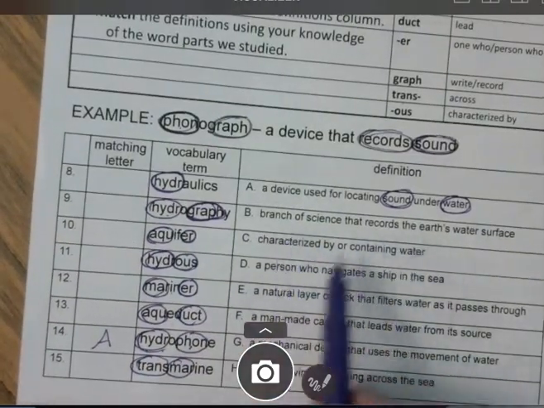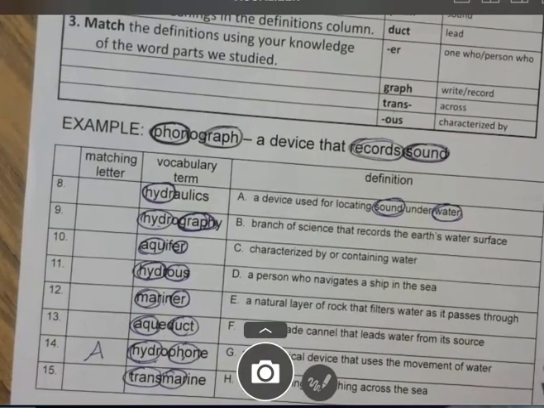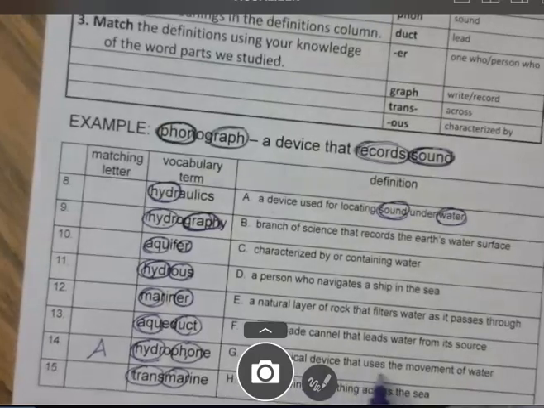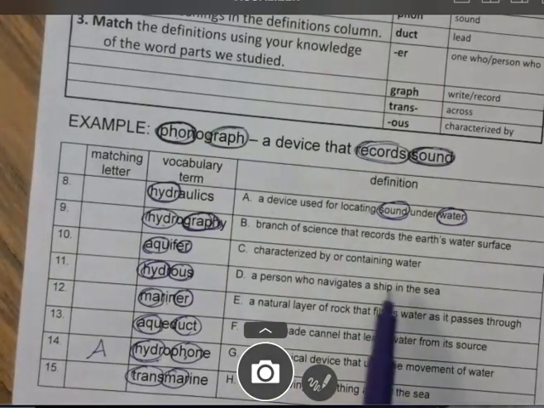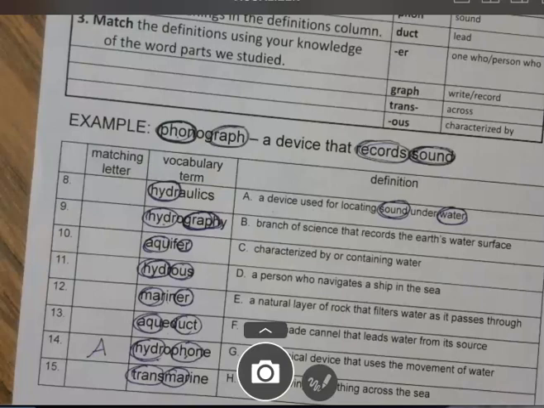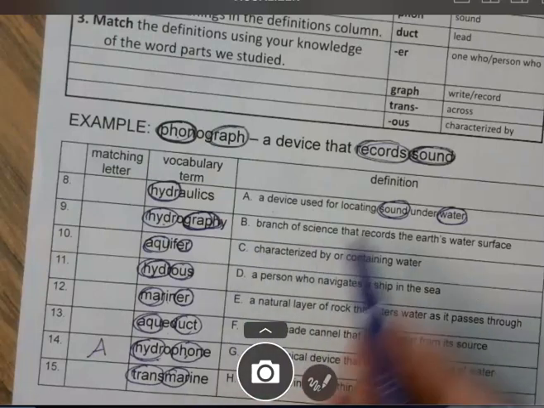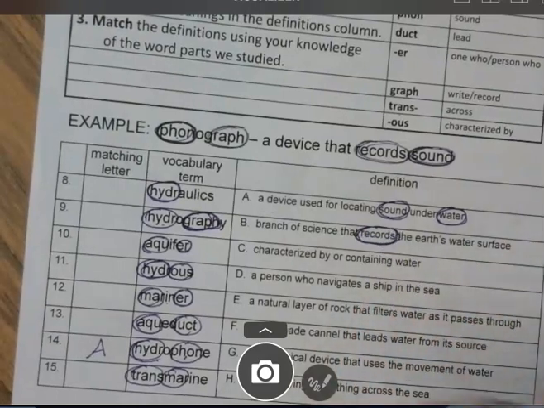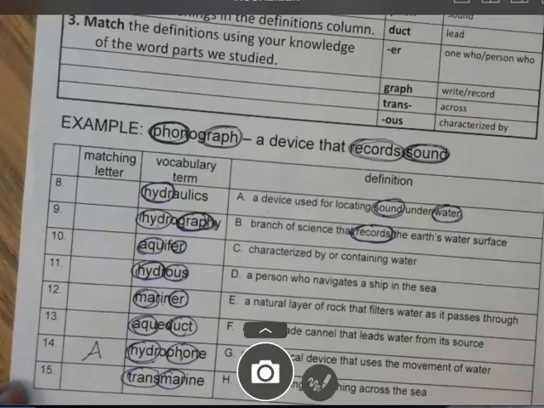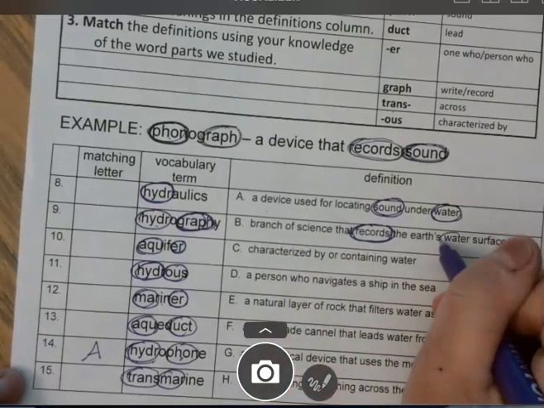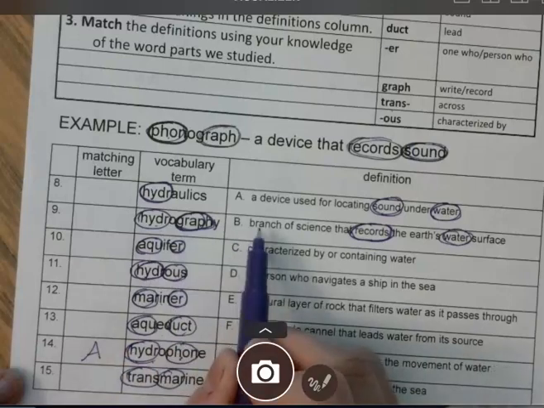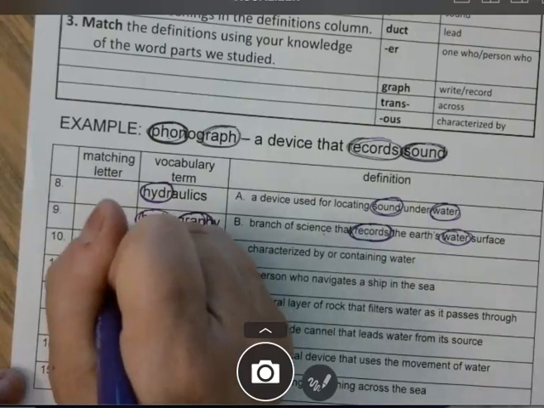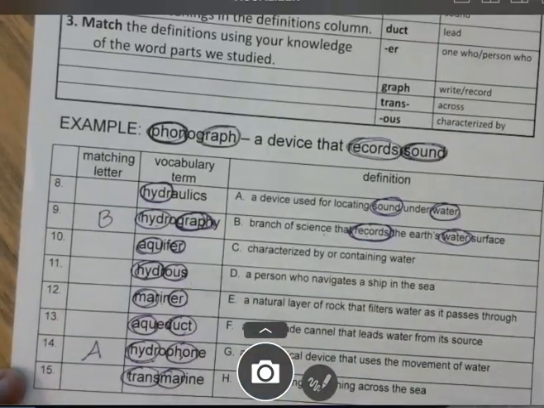My next one is hydrography. So I'm going to look for one that has something to do with water, and graph means write or record. Now, it might not actually say write or record. We'll have to think about that. Oh, and this one does actually say record. But it might say written by or recording. There can be prefixes and suffixes added. All right, and then water. So hydrography must be the branch of science that records the Earth's water surface. And I would go through the test continuing to do that.